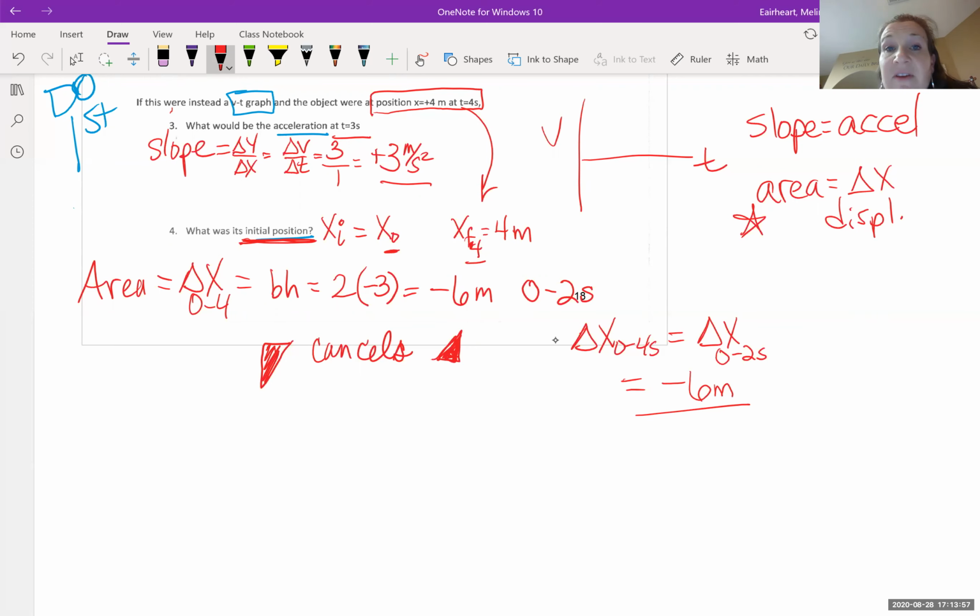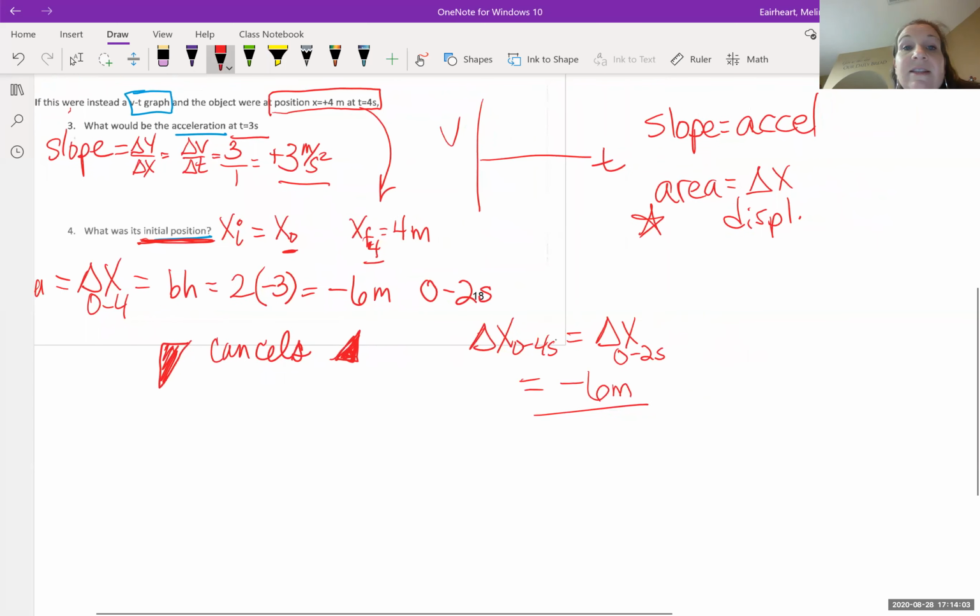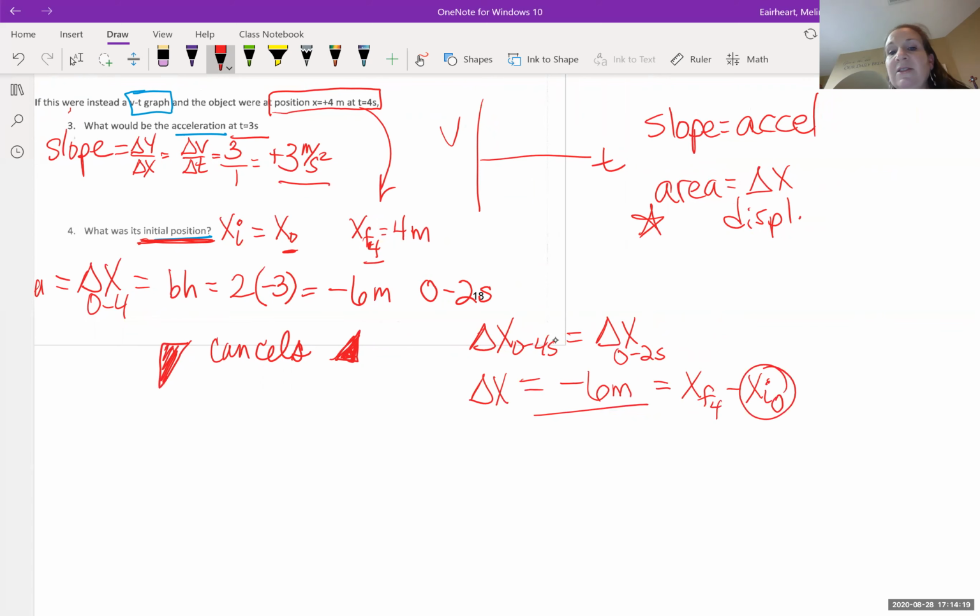Oh wait, that's not my final answer. That's the displacement. Now I need to go back and get the definition of displacement. And so displacement is equal to final position, we said 4 seconds, minus the initial position at 0. And remember, that's what we're trying to isolate. And so do a little math here. We can add initial position to the other side. So we would get x initial minus 6 equals that final position at 4 seconds.